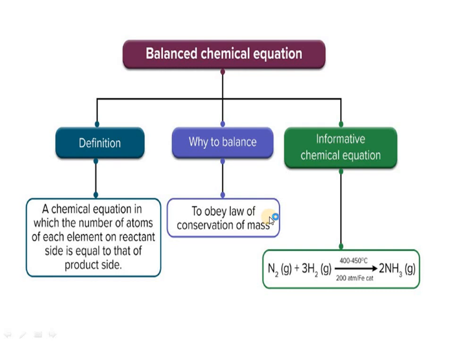Now, another important thing is how to make the equations more informative. To make the equations more informative, there are two simple steps. The first step is indicating the physical state under which the reaction occurs. The physical states can be those of the reactants as well as the product. It can be solid state. We will denote the solid state in this way, the liquid state in this way, and the gas state in this way.